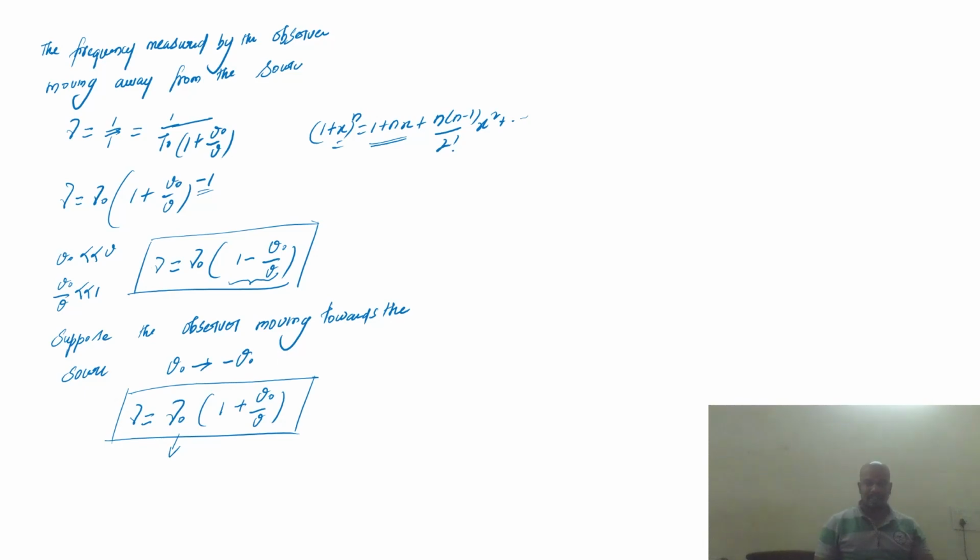So this is case 2, when the source is at rest and the observer is in motion. The measured frequency is always less than the source frequency when the observer is receding away from the source. When the observer is moving towards the source, the measured frequency by the observer is always higher than the source frequency. This is another case of the Doppler effect.